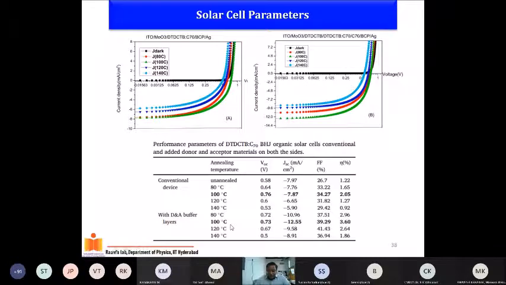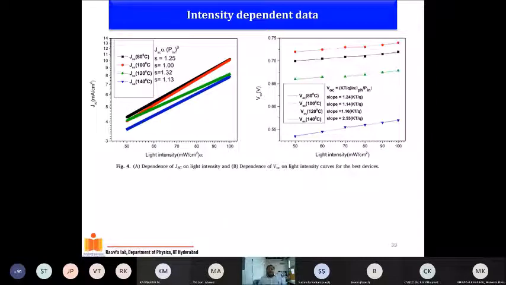Now, is that all we can do? Can you do something else? Yes, you can always do an intensity dependent JV curve. You take your solar cell and change the intensity of your input light. One sun is 100 milliwatt per centimeter square, so you can reduce it or increase it higher and look at how the device is performing with different light bias.